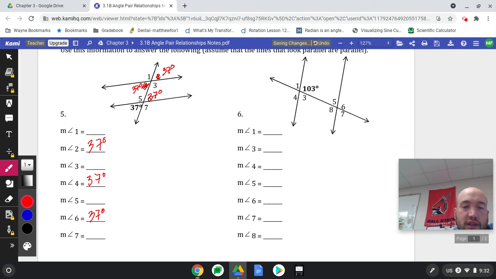Now, we're almost done because these last 4 will all be the same. If we can figure out what one is, we know what all of them are. So all we have to do is take 180. We said they're supplementary, so 180 minus that 37, we'll get 143. That will fill in for each of these angles.